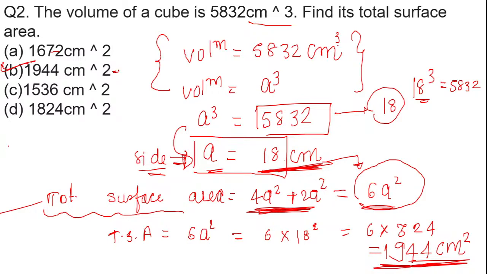So in the question they have mentioned the volume. Based upon the volume, we have found the value of the side of the cube, and we have inserted that particular value in the formula of the total surface area of a cube. So moving on to the next question.